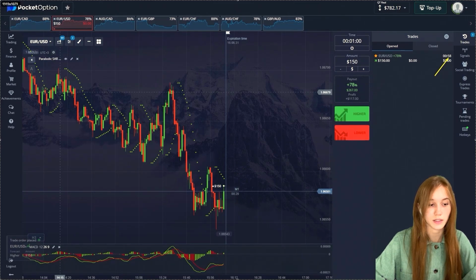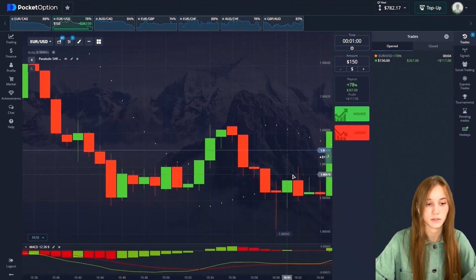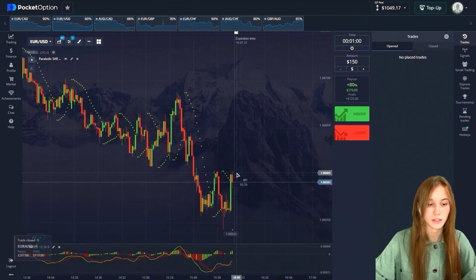By parabolic we see decreasing trend, but by MACD we see that the green line is going up and the red bar is lower. Also we see increasing trend. 4 seconds left. Zoom it. Yeah. The deal goes into plus.